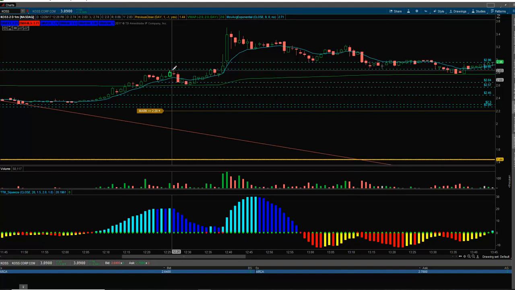It gaps up, and this was the previous support. Look at this: this previous support now plays resistance. It doesn't break this, right? That's why it's so important to understand support and resistance. It pulls back and it reclaims VWAP.